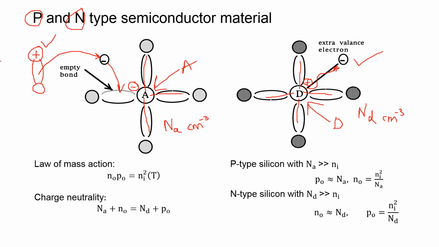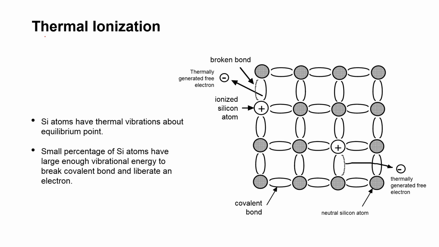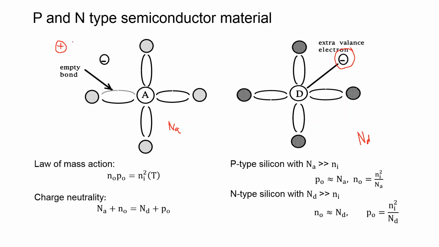Now we have seen two processes of generation of electrons and holes. One is doping, by which we get electrons and holes, and another process is thermal ionization, where we also get electrons and holes. Now what will be the total number of holes in a material, or what will be the total number of electrons in a material?